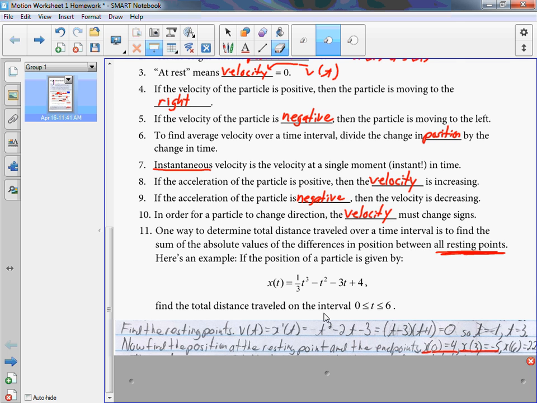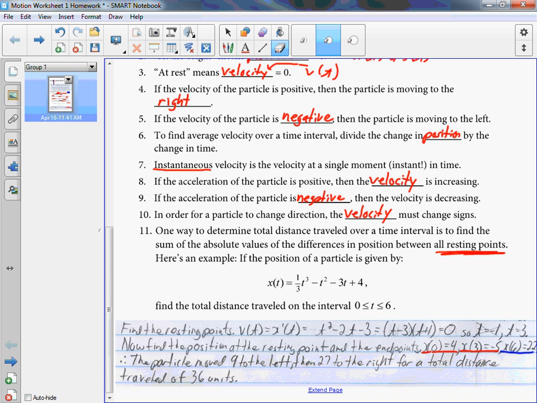And then find its final position, x of 6. So I'll put a 6 in there for t. I get 22. Does anybody else get 22?